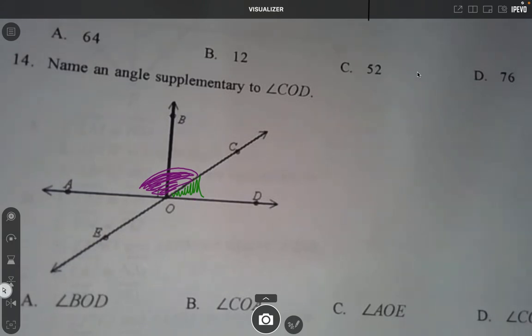Oh, I was trying to find the opposite. No, that's vertical. It's saying supplementary. That means one is going to be 180, or a straight line.